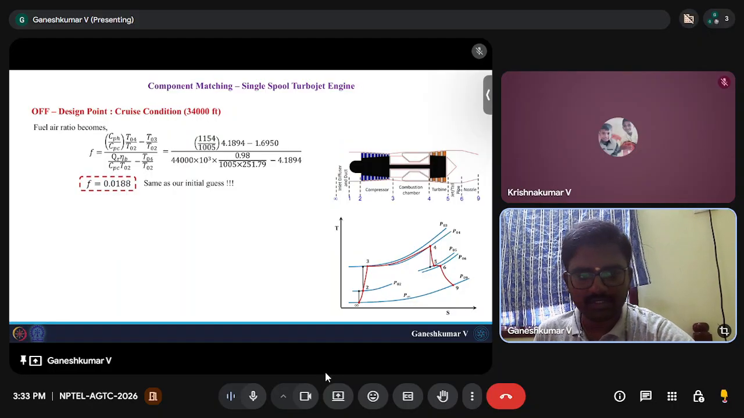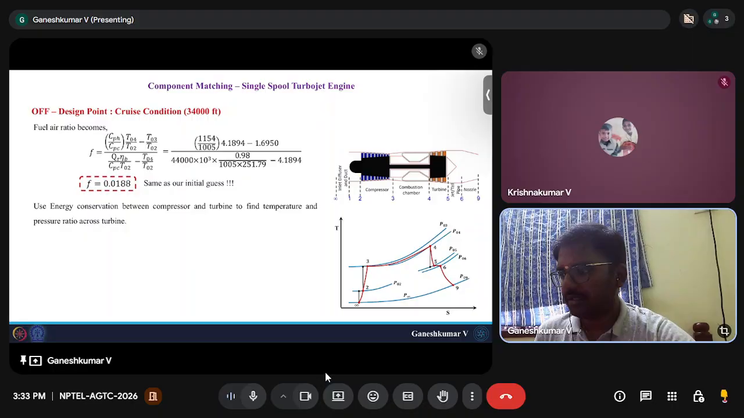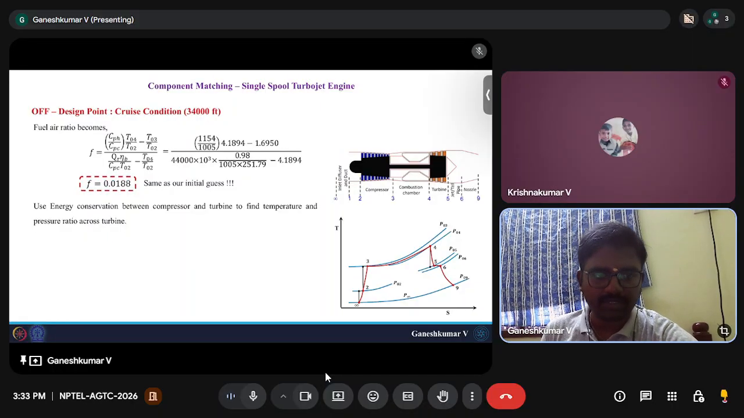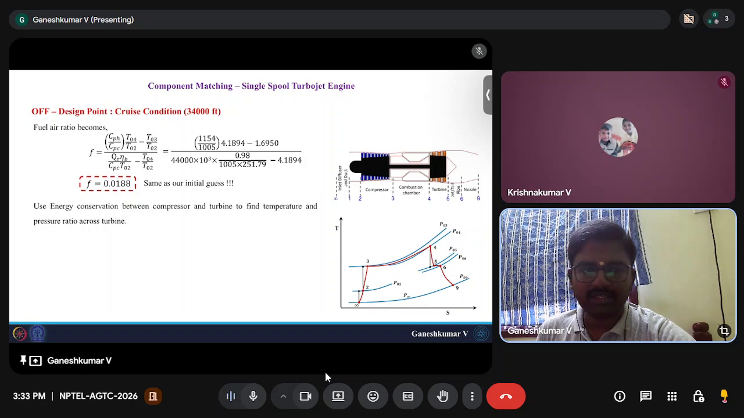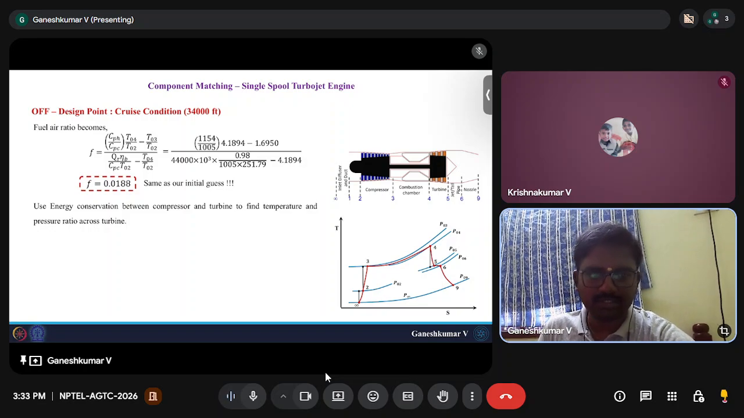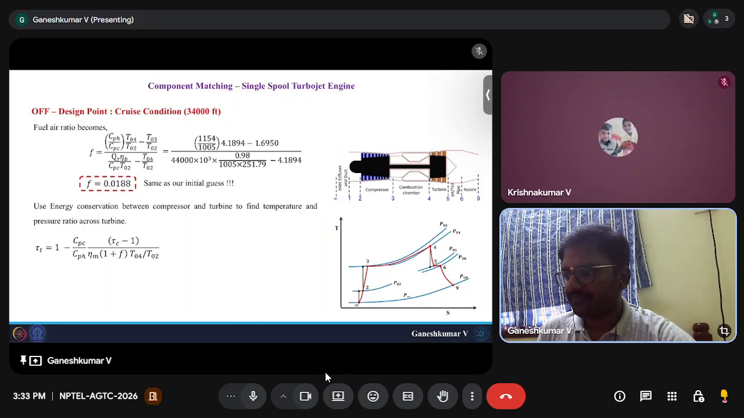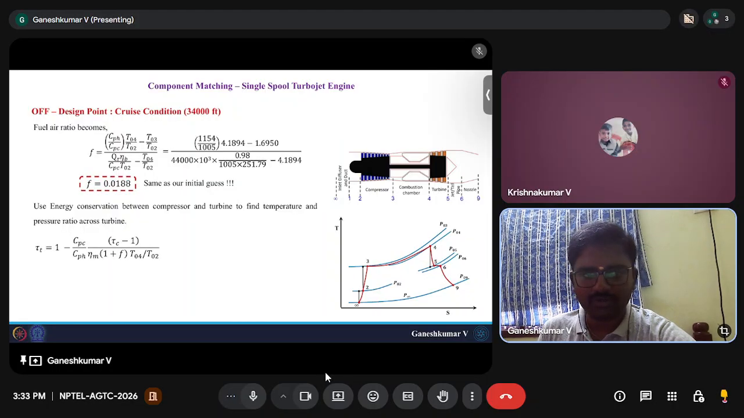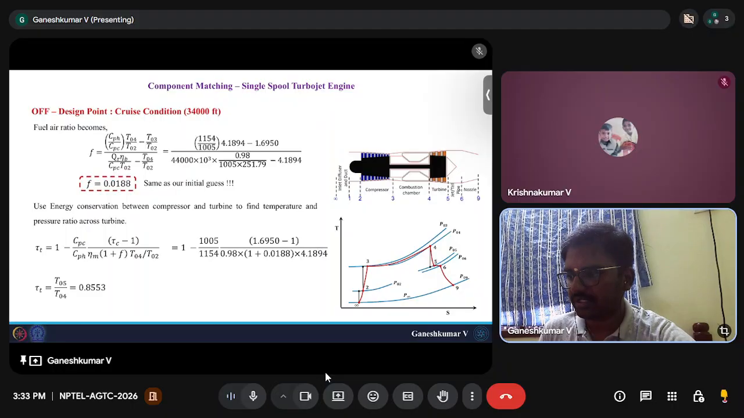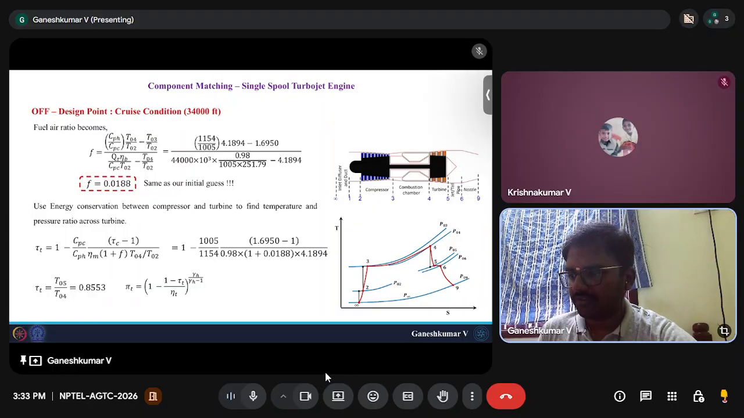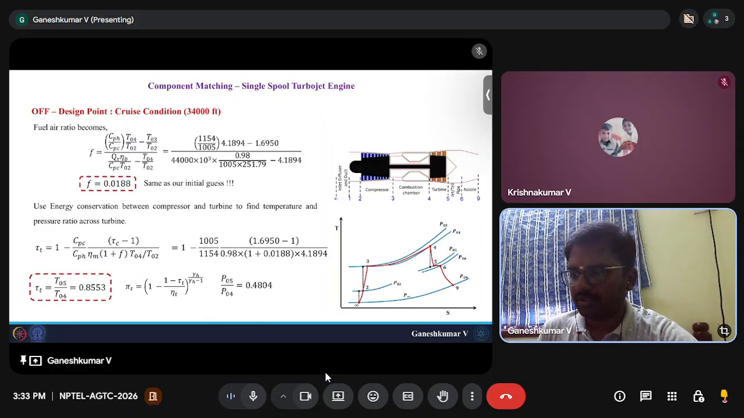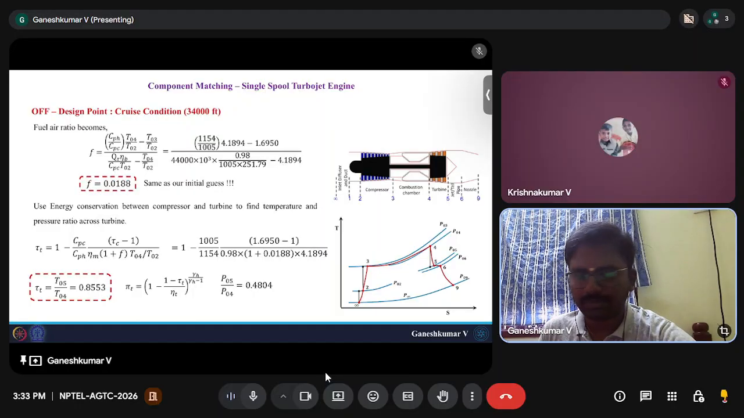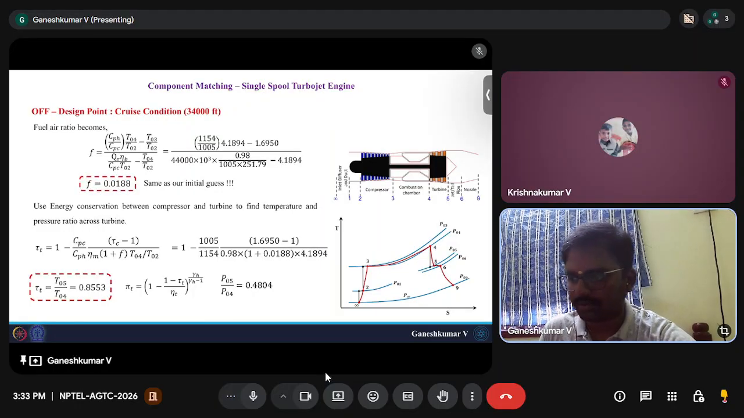We will go forward with this fuel to air ratio, and the next is energy conservation between compressor and turbine to find the temperature and pressure ratio across the turbine. For that we know F, we know the throttle setting. You substitute that to find the temperature ratio, which is 0.8553, and the pressure ratio is 0.4804. That is how the pressure has reduced in the turbine.